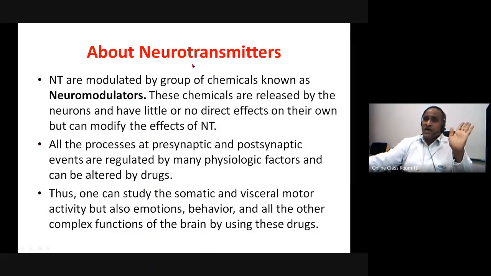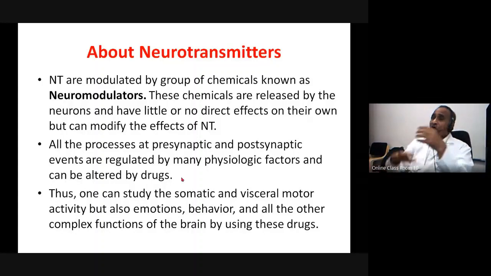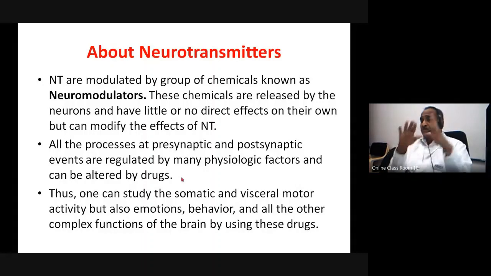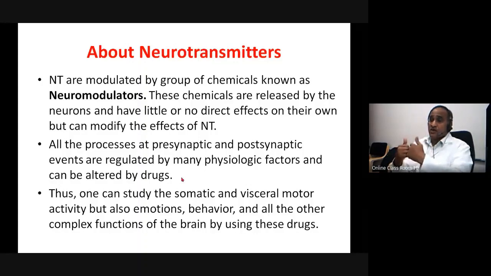So all other aspects of the processes at presynaptic and postsynaptic events are regulated by many physiologic factors and can be altered by drugs. That means either the release of a transmitter, or the event happening at the receptor, that is the receptor interaction, or the ion channel blockage. All these things could be altered by drugs. Say, for example, even if there is a release of a neurotransmitter, if I knock down the receptors or block the receptor with some antagonist, then the action will not take place.